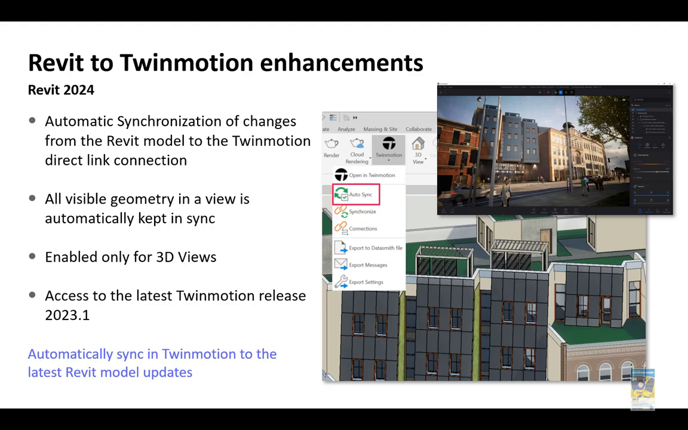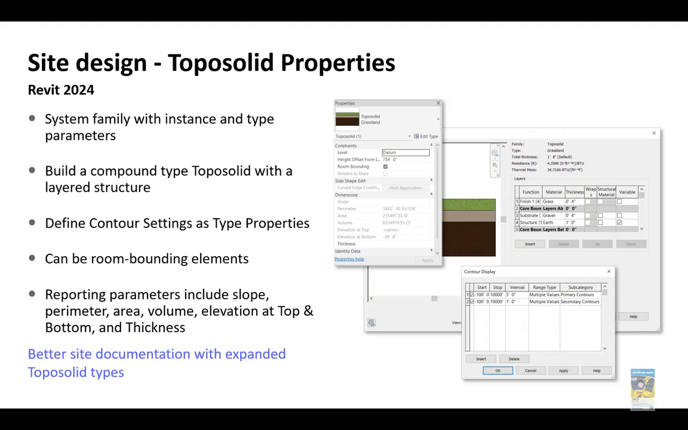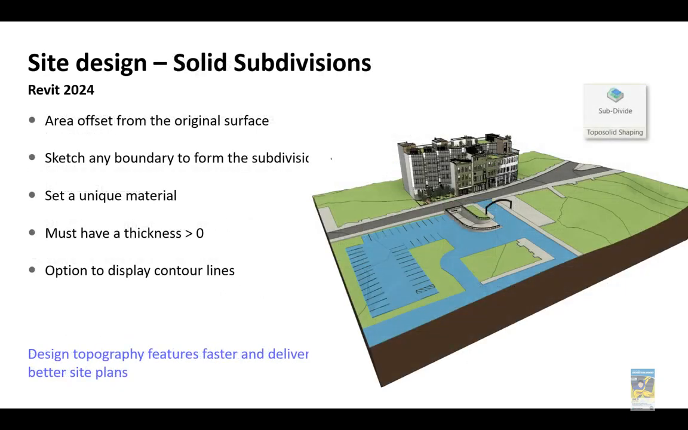We have Revit to Twinmotion enhancements as well, so for those of you who are using Twinmotion, they have updated that functionality to be better and easier, and now you have auto-sync functionality. Site design tools have finally been updated and revised, so now you can create topo solids, not the topography command. This is a big update. You have topo solid properties just like you have for system families. So you can get into all the layer makeup definition of that topo solid. You can actually subdivide those solids as well.